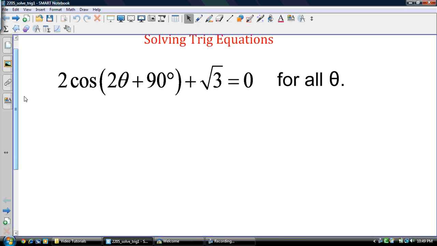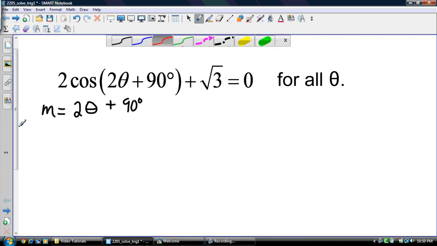Alrighty, so the first step here is we have to sub out what's inside the brackets, or if there was a 2 outside the brackets, whatever's inside the cos function. So I'm going to sub that out. And generally, we do not want to use x. We use m, just because sometimes instead of theta, it'll use x, and it gets really confusing if you have 2 x's going on here. So I say m is equal to 2 theta plus 90 degrees. All right, so this is what I subbed out.